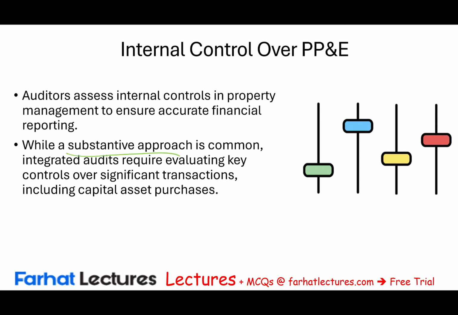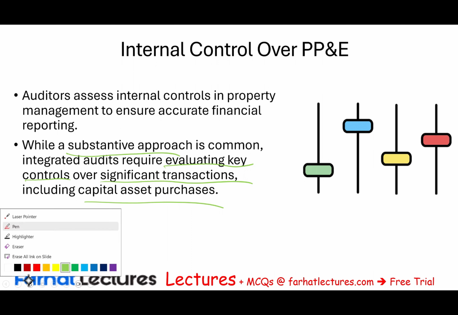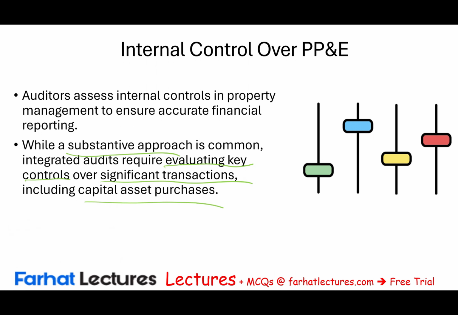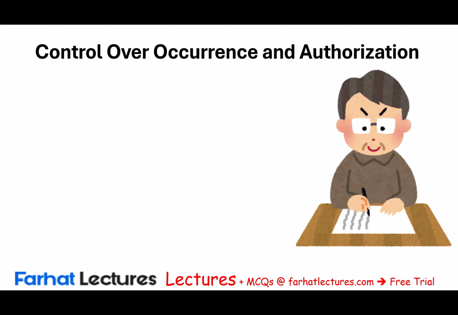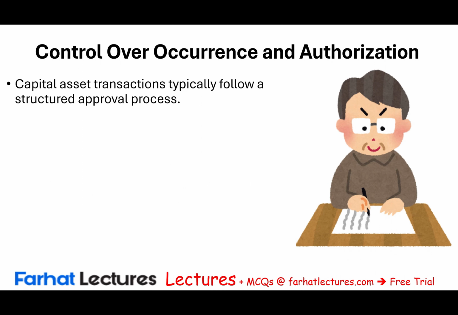While substantive approach is common, integrated audit requires evaluating key control over significant transactions, including capital asset purchases. Of course, we have to do that. We have to evaluate if we are conducting an integrated audit, which includes the internal control. So control over occurrence and authorization. So what type of controls we need to evaluate to make sure that the transaction took place and it's properly authorized.